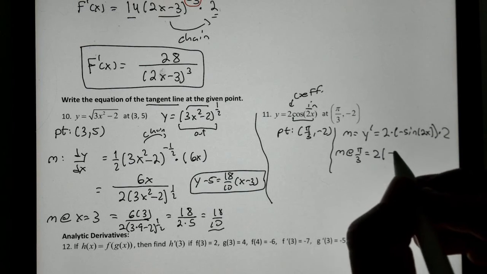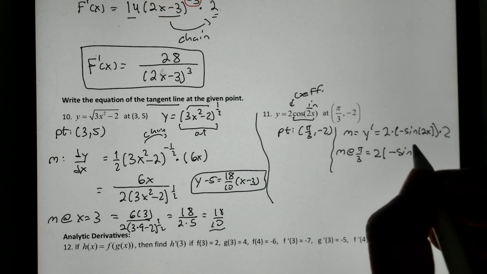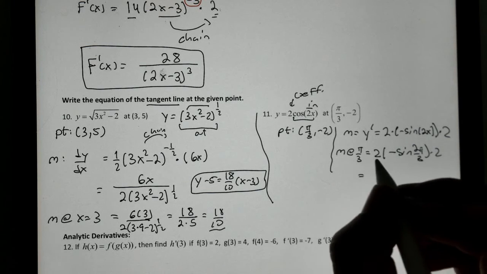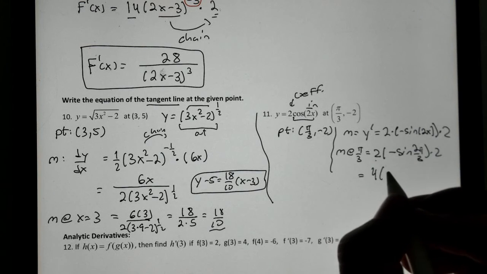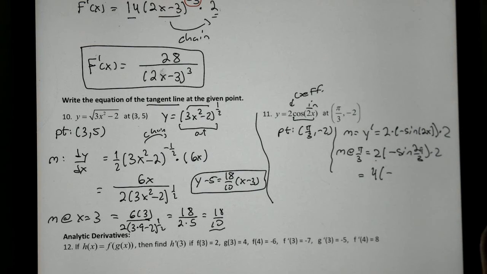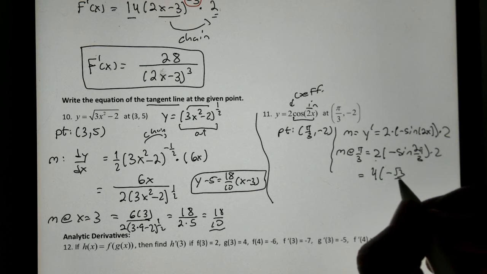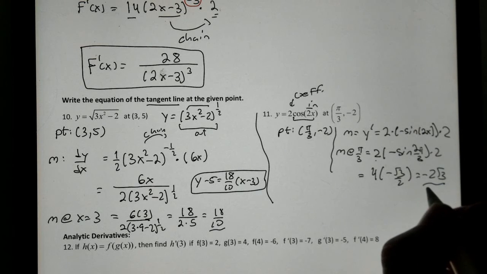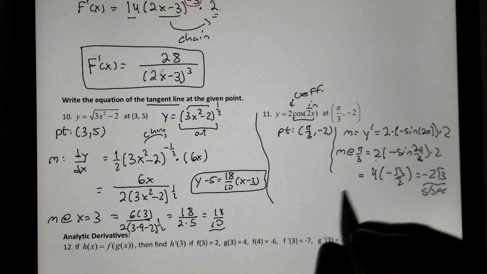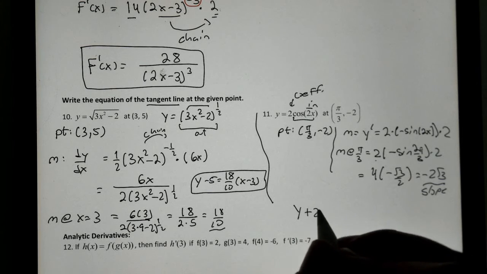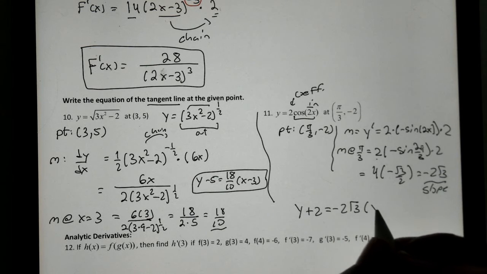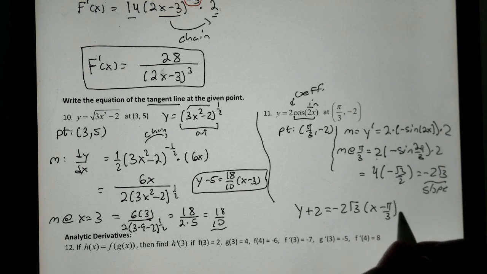2 times negative sine, that becomes 2 pi over 3 times 2. All right, and if I multiply these together, that's just going to become 4 negative. So let's see, what's the sine of 2 pi over 3? Root 3 over 2. And if I simplify that, I get negative 2 root 3. And there's your slope. So my tangent line, y plus 2, be careful of your sign, equals negative 2 root 3 times x minus pi thirds.